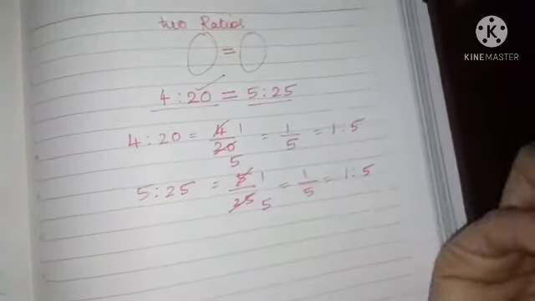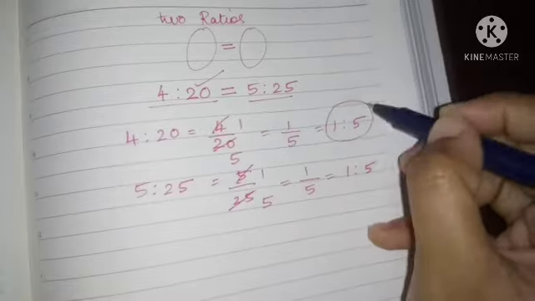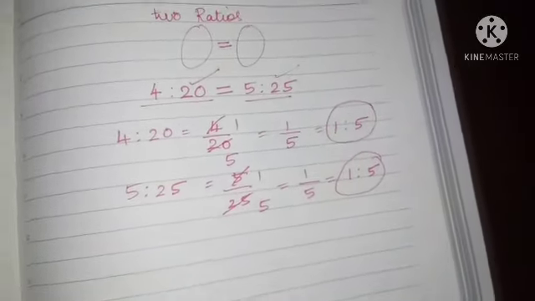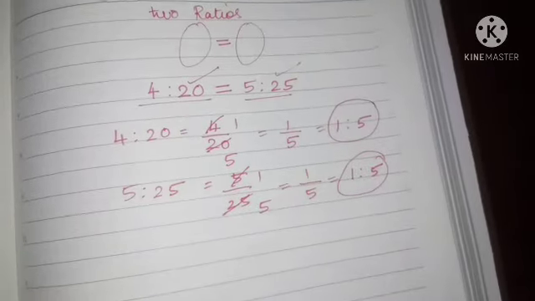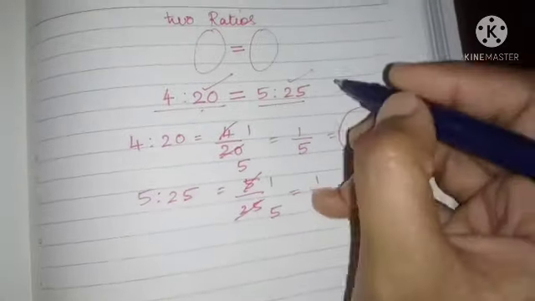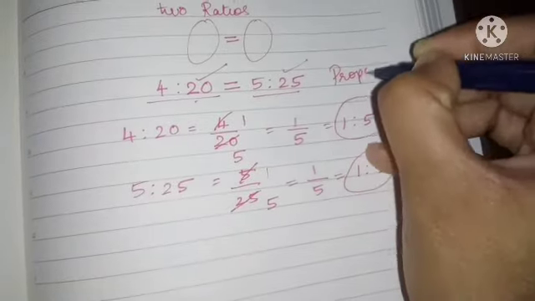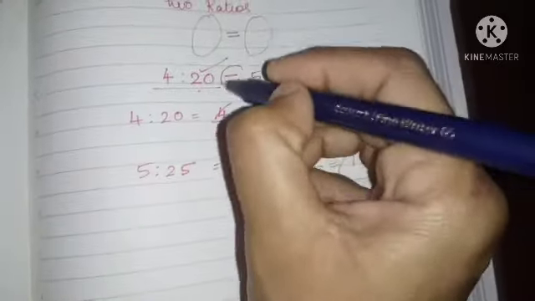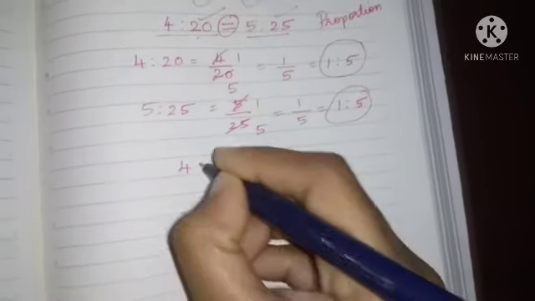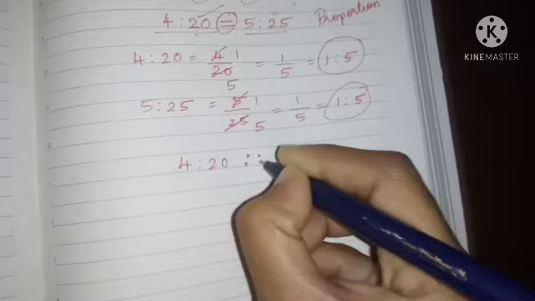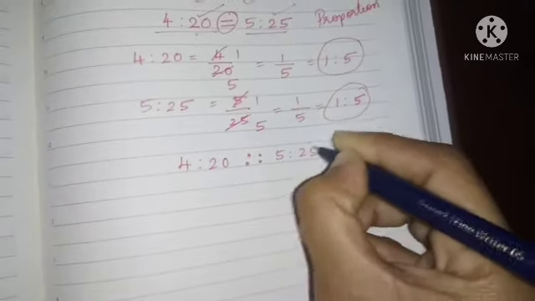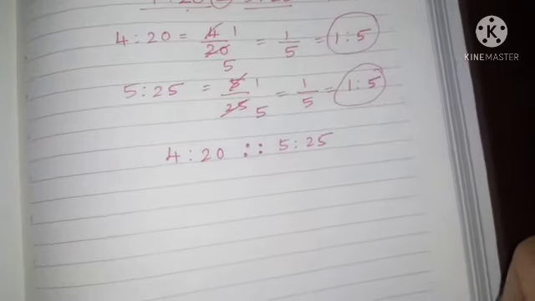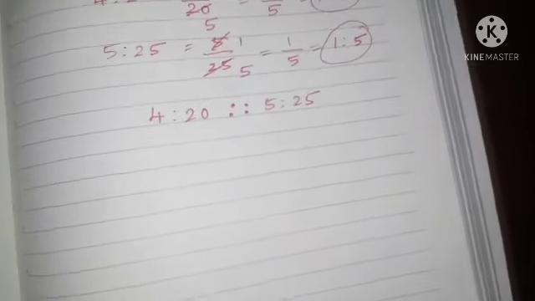So this simplest ratio is 1 is to 5, and this simplest ratio is also 1 is to 5. Both are equal. So we can say that these two ratios are in proportion. Instead of putting equal to, they will write 4 is to 20 double colon 5 is to 25. Like this also you will write it.